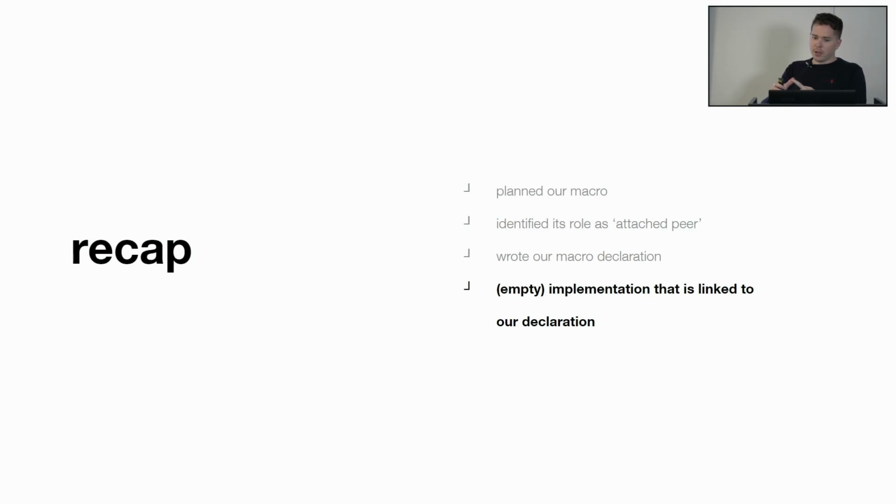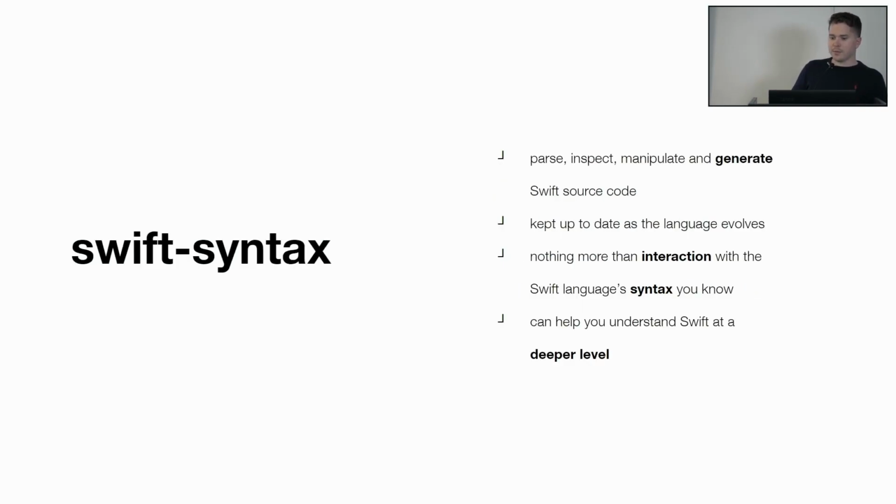So we have planned our macro and wrote the final version of it before we started doing the macro implementation. We identified its role to be a peer macro. Then we wrote our macro declaration, and then we created a new Swift package with the macro target, and there we have a currently empty implementation of our macro. So let's now jump in and write the body of our macro implementation.